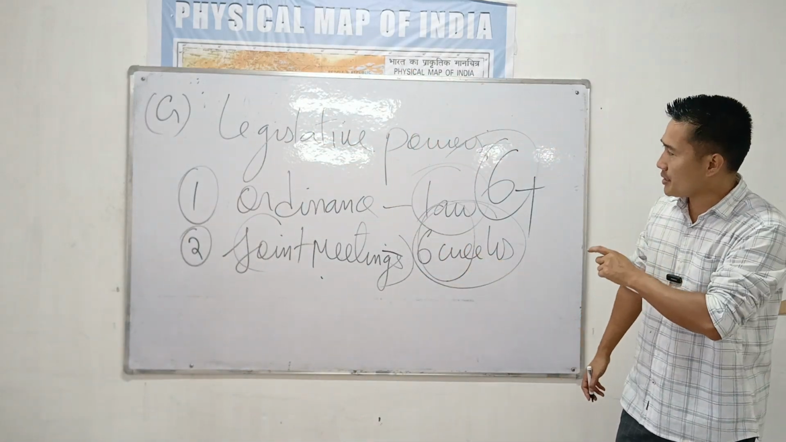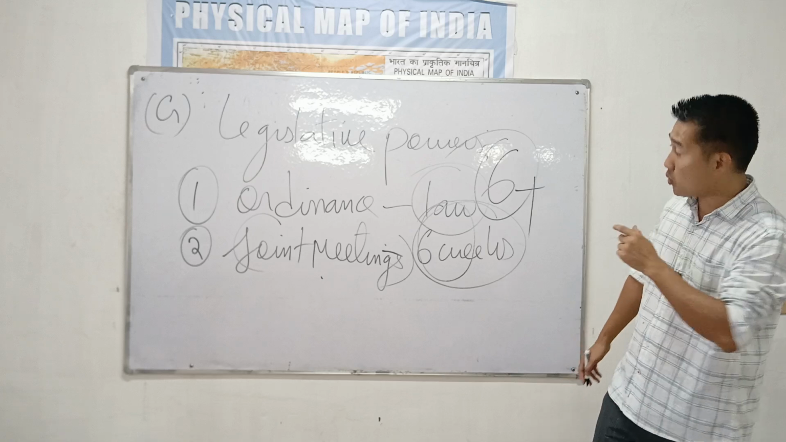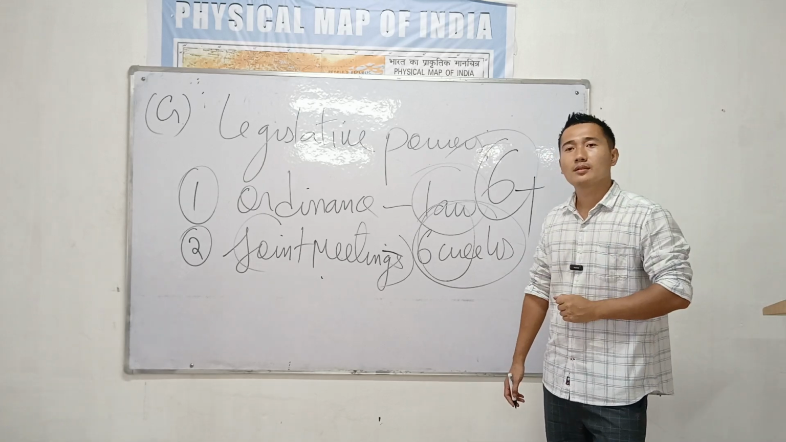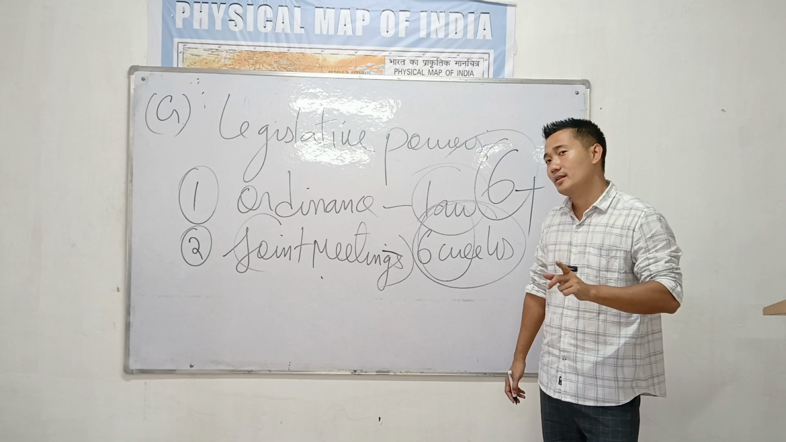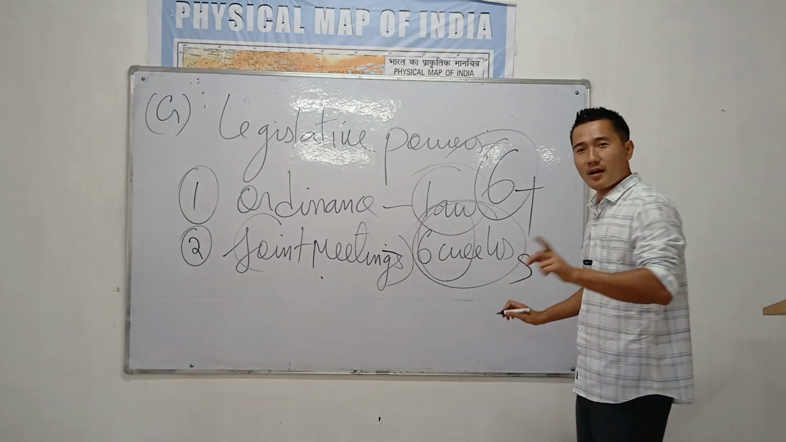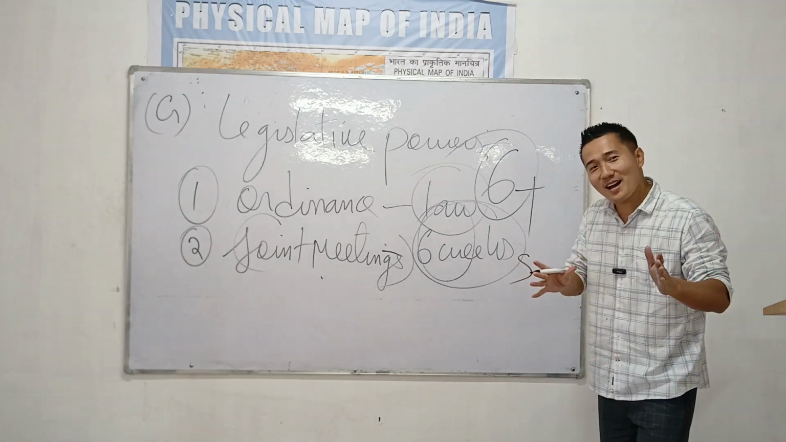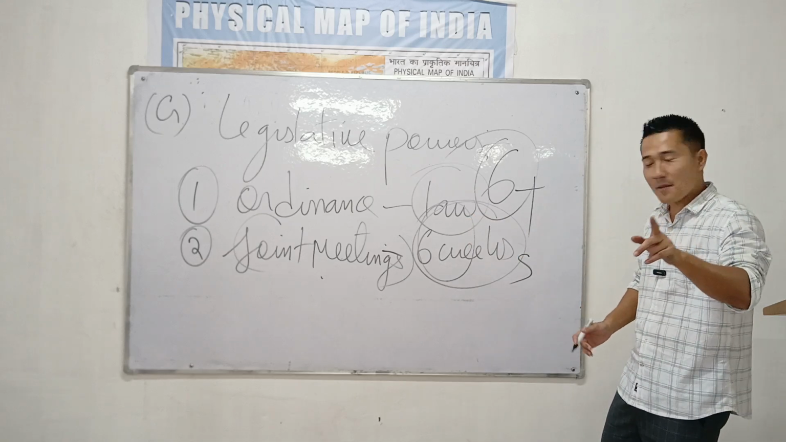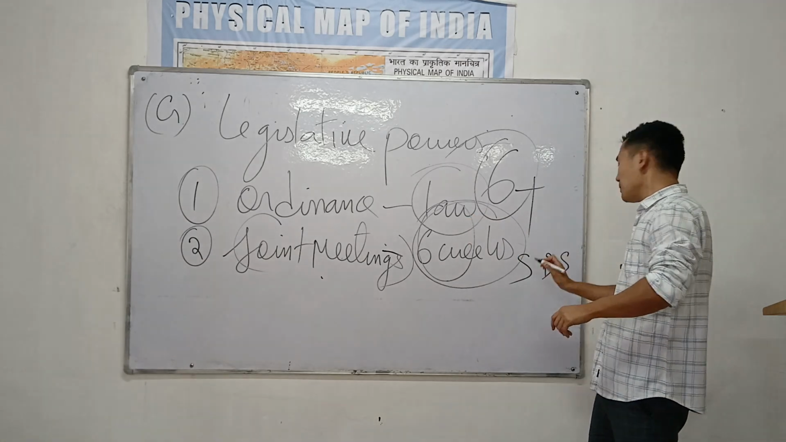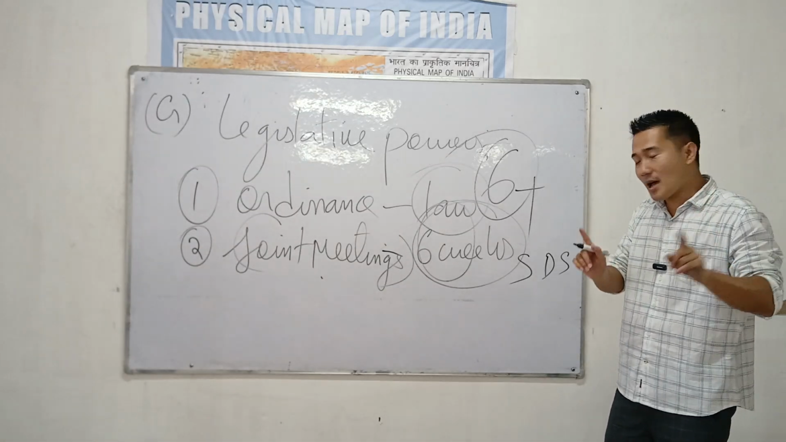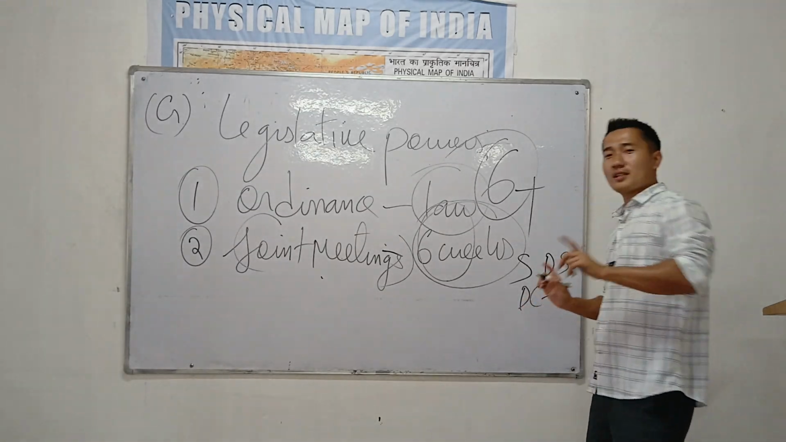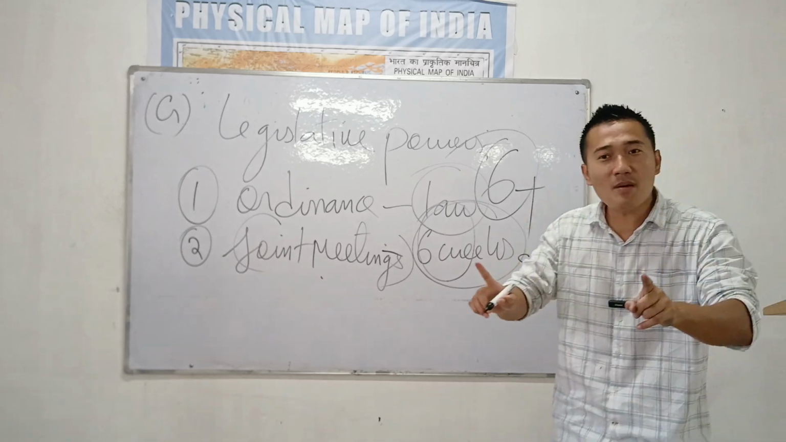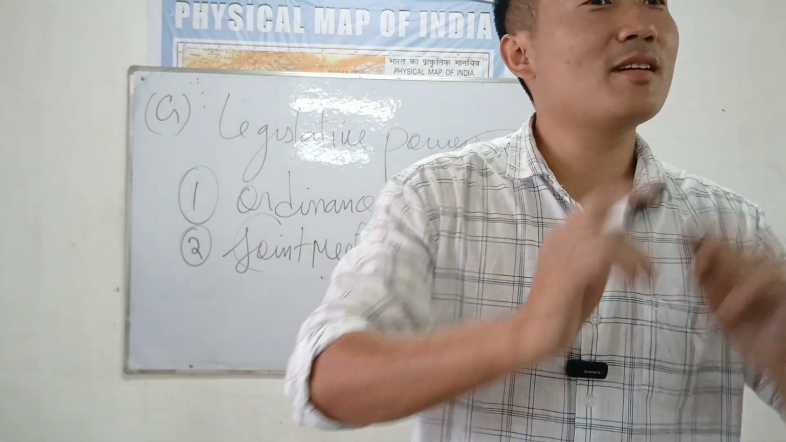In these joint sittings, legislative powers. Who calls the joint meetings? It is the President. But who will preside? It is the Speaker of the Lok Sabha. The Speaker of the Lok Sabha presides over the joint meetings of Lok Sabha and Rajya Sabha. If the Speaker is absent, the Deputy Speaker. If the Deputy Speaker is absent, the Deputy Chairman of the Rajya Sabha. If the Deputy Chairman is absent, any member of Parliament selected by the President of India.